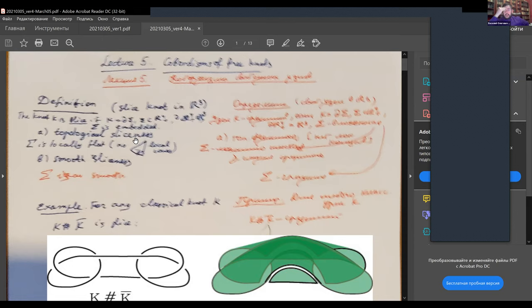Actually, we can say, okay, let's take whatever disk. But this is not interesting. And in fact, this is not interesting because, well, actually, each knot can be capped by a cylinder.